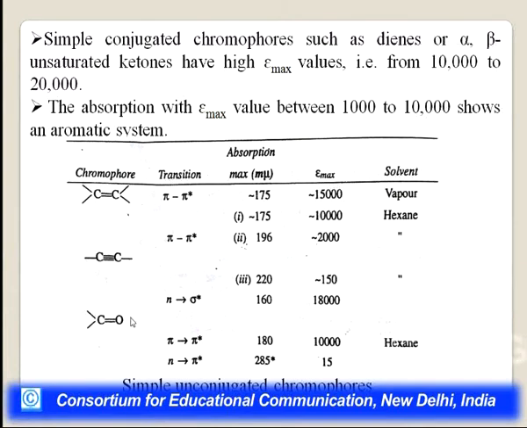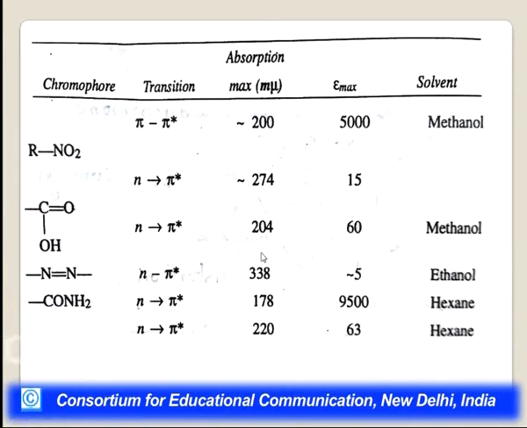If you observe this carbonyl group, you can see non-bonding to sigma star for the first band, pi to pi star, and non-bonding to pi star. Three transitions are involved for this particular chromophore, and you can see the relative values also: 220, 160, 180, 285, and these are the relative epsilon maximum values, and the solvent here is hexane.